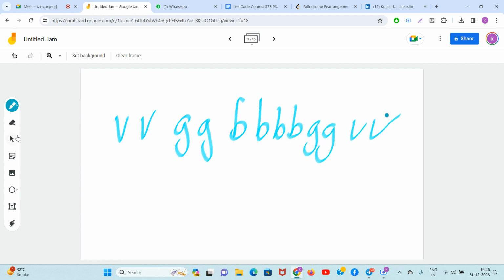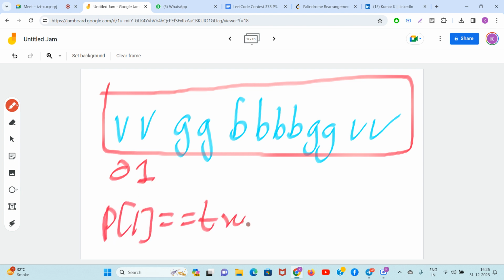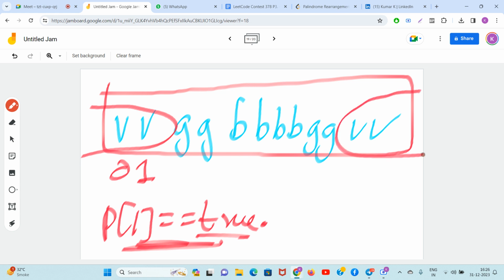Okay. This is your string, right? This is the index 1, right? What you can do, you can write if p of 1 is equal to true. What is the meaning of p of 1 equal to true? It means the first two characters are equivalent to the last two characters.